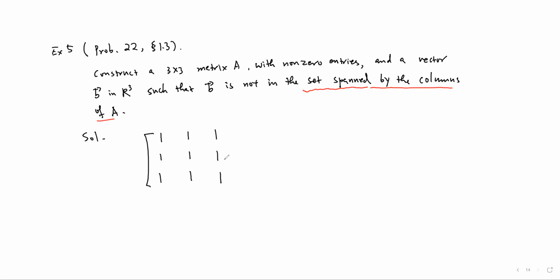So these 3 columns, these 3 vectors, because they're the same vector, if you plot the graph in R3, suppose this vector is 1, 1, 1. All 3 vectors are the same vector, so one vector can span only 1 line, only this line. Now, what I need to do is construct a B not on this line. That's it.